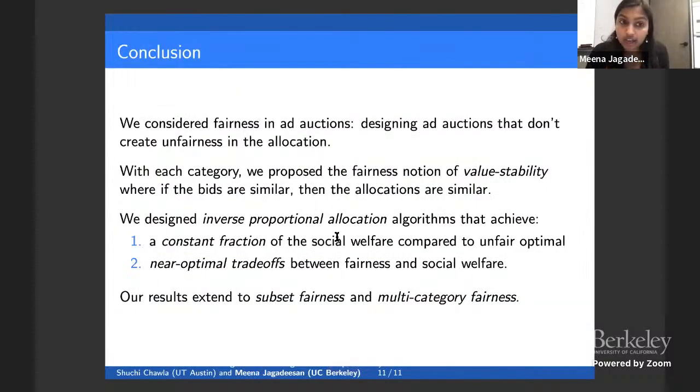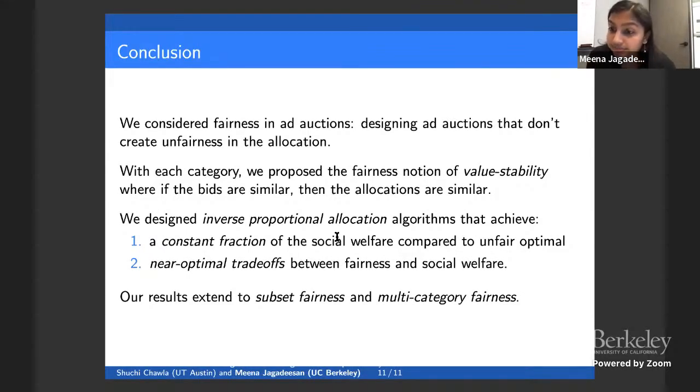So in conclusion, we considered fairness in ad auctions and designed ad auctions that don't create unfairness in the allocation. And we proposed a fairness notion of value stability, which guarantees that if the bids are similar, then the allocations are similar, and allowed us to isolate this source of unfairness created by the platform. And then we designed this family of allocation algorithms that achieve near optimal trade-offs between fairness and social welfare. And our results extend to broader notions of fairness.